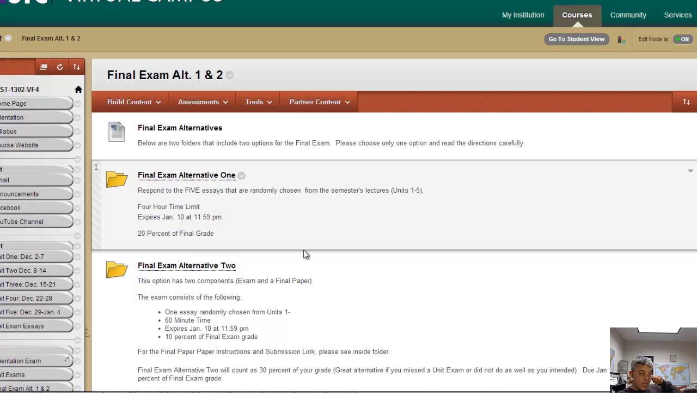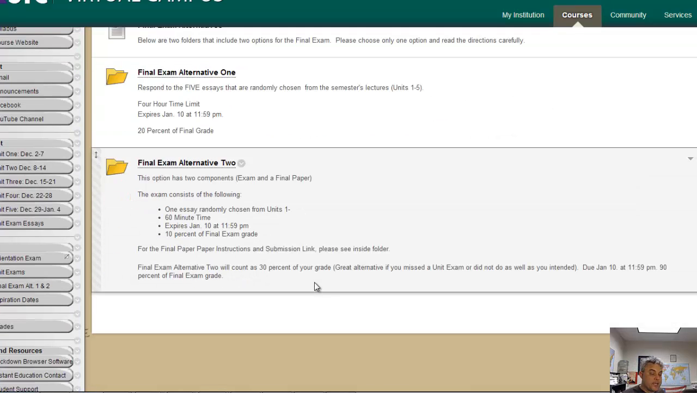Right. If you would like, you could also do the final exam 2. Now this has two components to it. It does have an exam part to it and also a paper part, writing a paper. So the exam consists of just basically you write one essay that's randomly chosen from units 1 through 5. You have a 60-minute time limit. It expires January 10th, and that portion of the final is 10%, right? So not very much. The bulk of what the final will consist of is the paper.